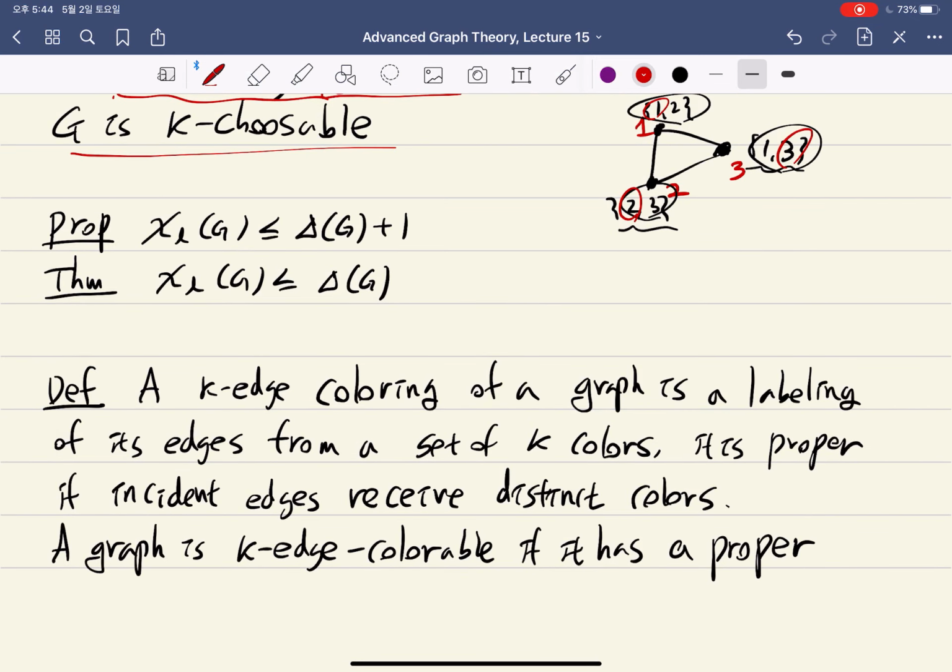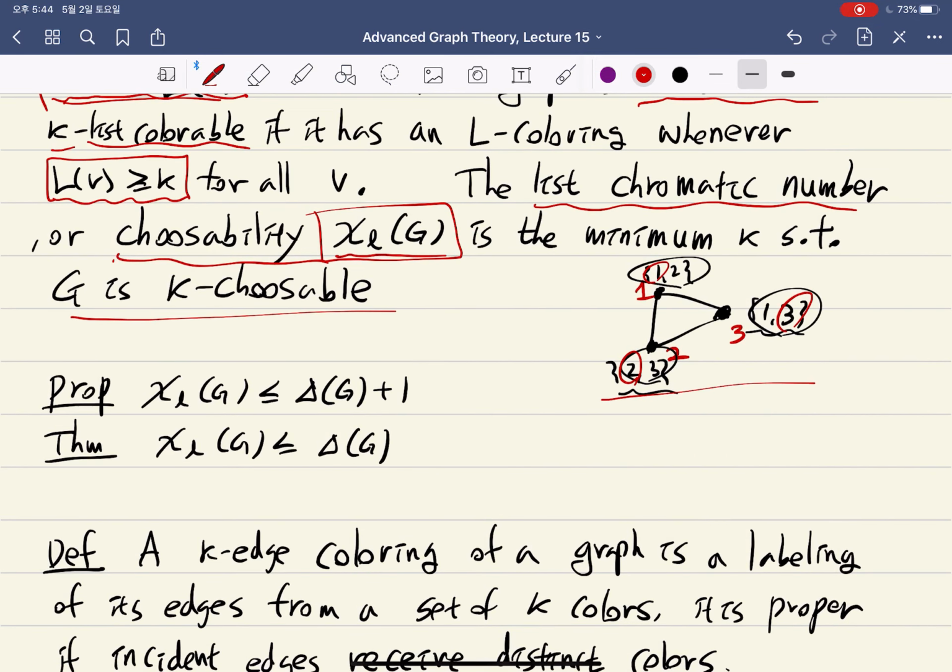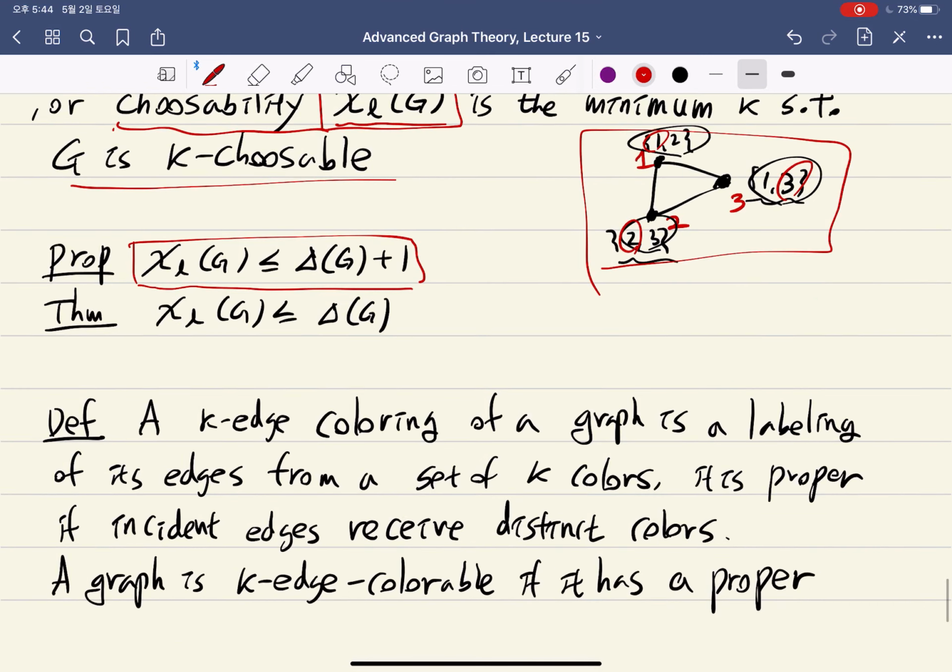With this concept of list coloring, greedy coloring also works as before, so we can prove the upper bound of delta plus 1. Also, the list extension of Brooks' theorem works: if G is connected and is not a complete graph or an odd cycle, then the list chromatic number is at most its maximum degree.